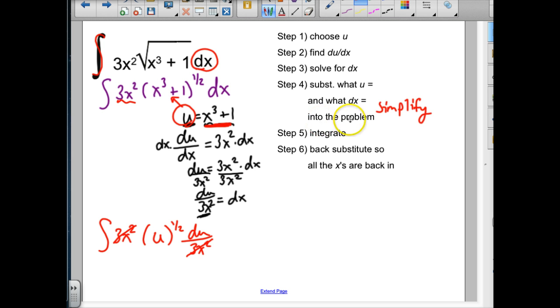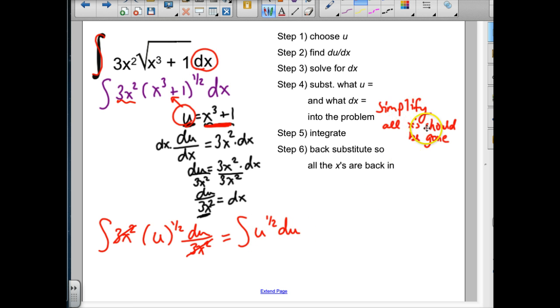Once you're done with step 4, all x's should be gone. They should either be replaced with the letter u, or they should have canceled out. If they don't, we'll have more steps in a couple days, but right now, that's what we're left with. Integral of u to the 1/2 du.